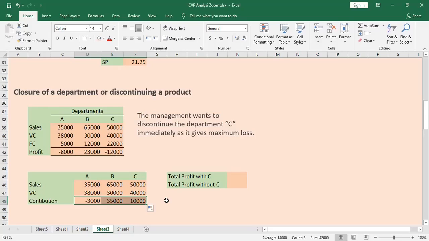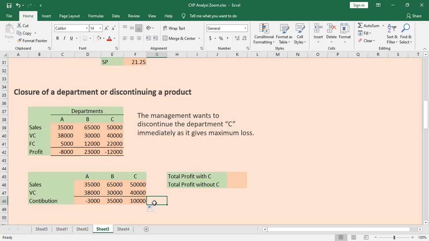So you can see department A is making a negative contribution, negative 3,000, and department B is making a 35,000 positive contribution, and department C is also making a positive contribution. Now you can see the problem here, because management is thinking of discontinuing department C, but on the contrary, it is making a positive contribution, right?